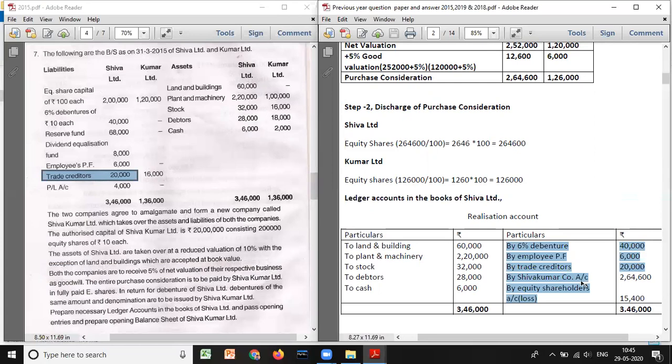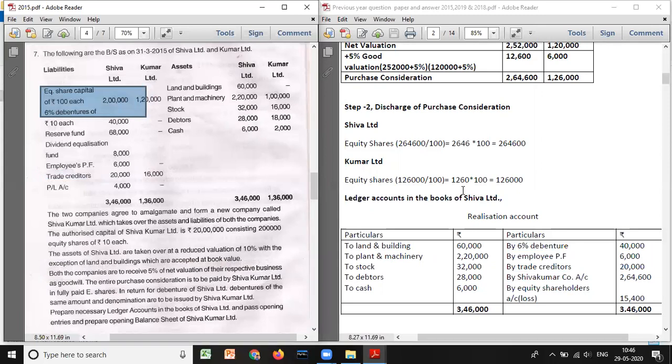Okay. And we have the business purchase account. See, the total business purchase paid is how much? 2,64,000. By whom? Shiva Kumar company account. What is that amount? 2,64,000. Since all assets and liabilities are taken over, there is no need to realize, and we don't have any realization expenses. And here we don't have any preferential capital also. If there is any surplus or premium, we would have written it in realization account. We don't have any such things.